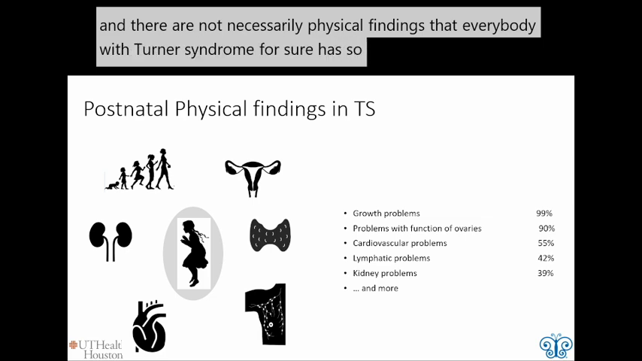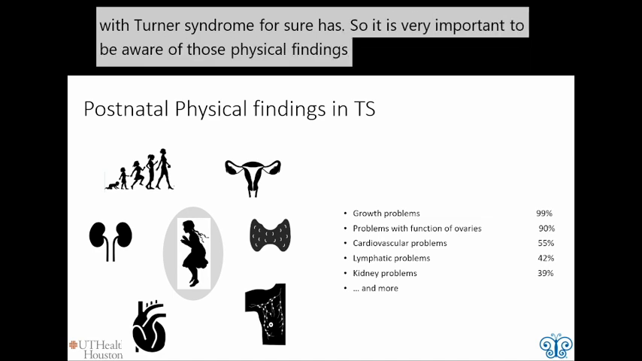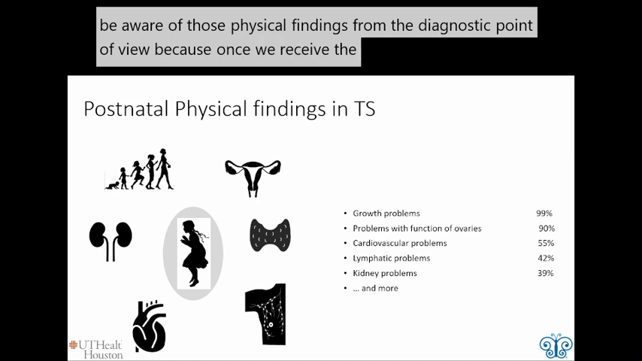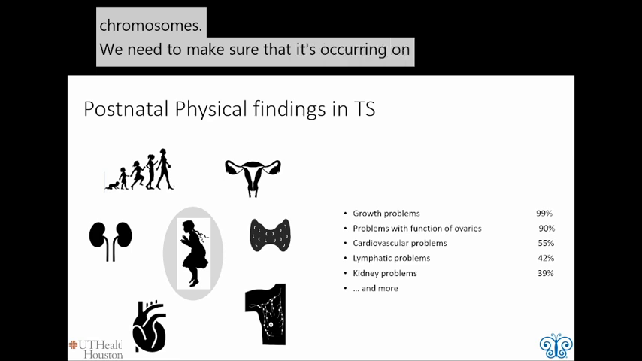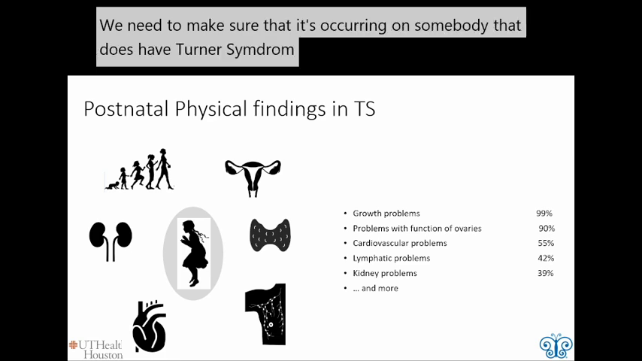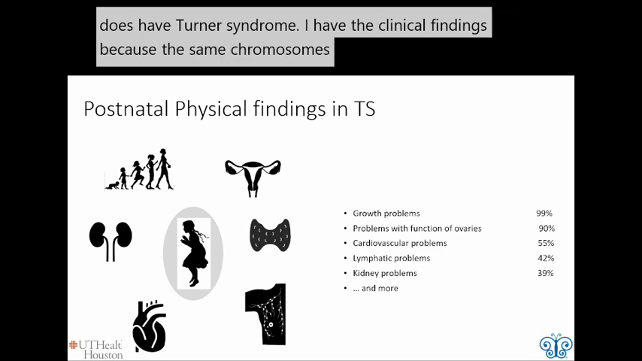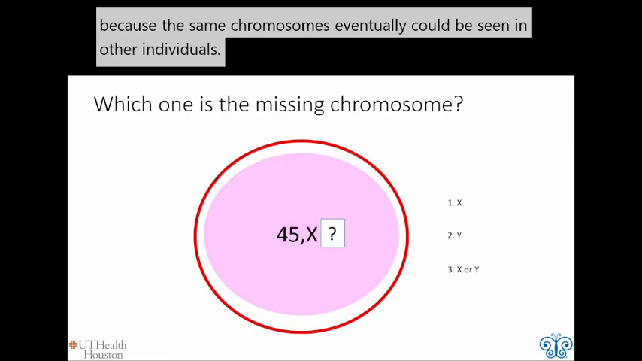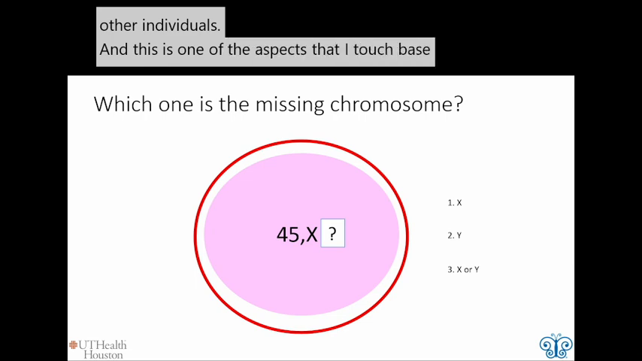So it is very important to be aware of those physical findings from the diagnostic point of view, because once we receive the information on the chromosomes, we need to make sure that it's occurring on somebody that does have Turner syndrome or has the clinical findings, because the same chromosomes eventually could be seen in other individuals. And this is one of the aspects that I touched base this morning during the guidelines.